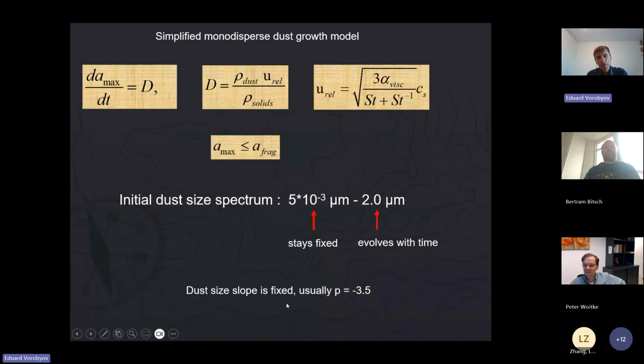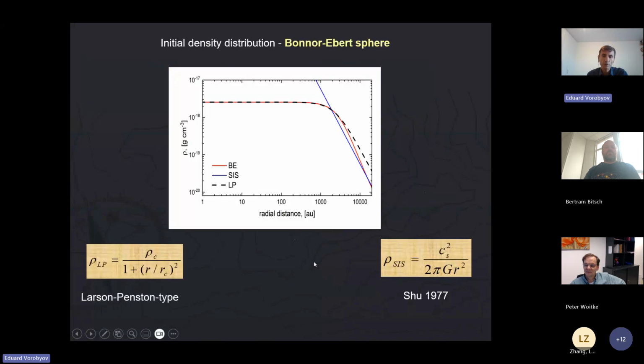And the dust slope is fixed, usually minus 3.5, but it can be chosen any way. We start with a Bonnor-Ebert sphere. It's something in between the singular isothermal sphere profile and the Larson-Penston profile here. The red line is a Bonnor-Ebert sphere. And we give it some rotation and a positive perturbation, about 20–30% in density, so that the cloud starts collapsing.